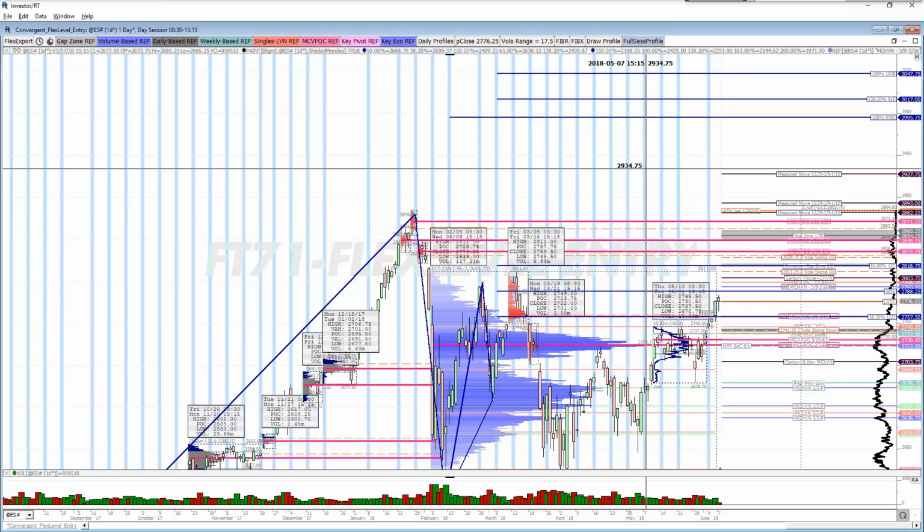And I'm not talking about to the tick. I'm looking for a zone. If there's 3 points between them, I just put one there and I make it thick and that's it.